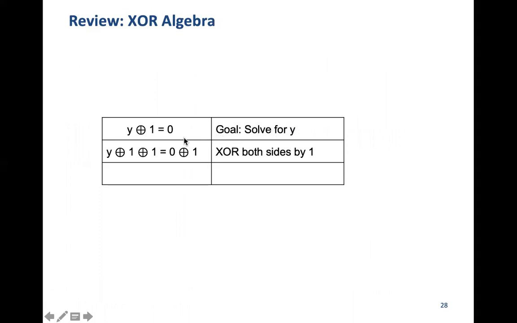Okay, and then we can also do, for example, given this one, Y exclusive OR 1, which comes from the previous one here, and then we can exclusive OR with 1, which then becomes 0 exclusive OR 1, right? So we can apply algebraic properties also.